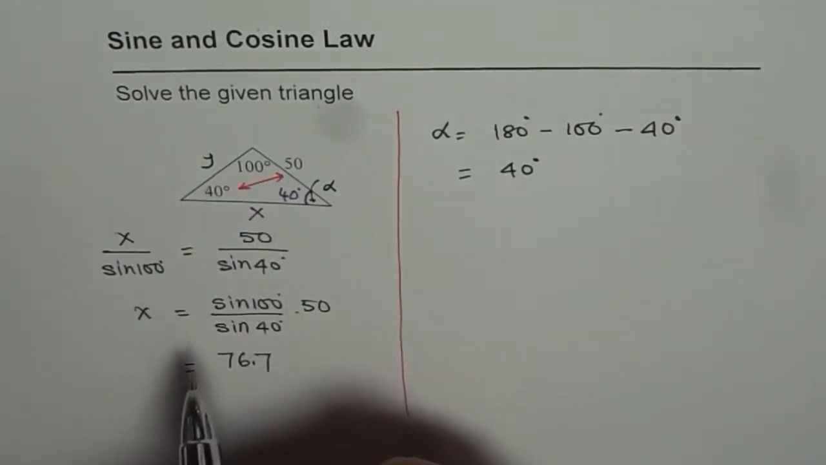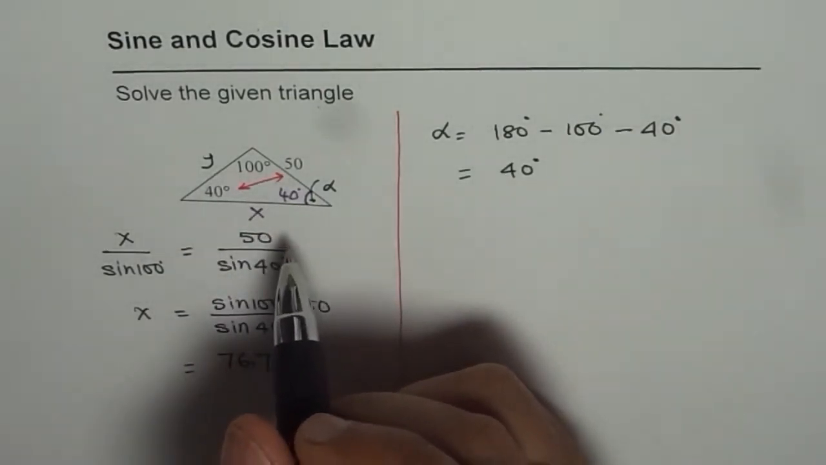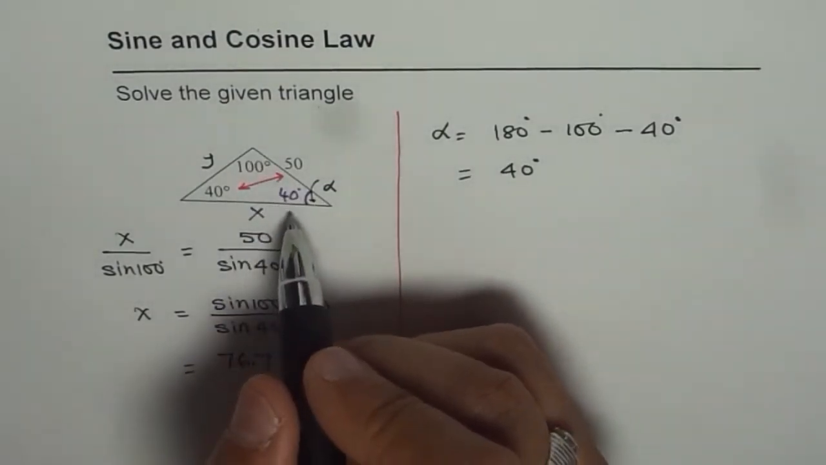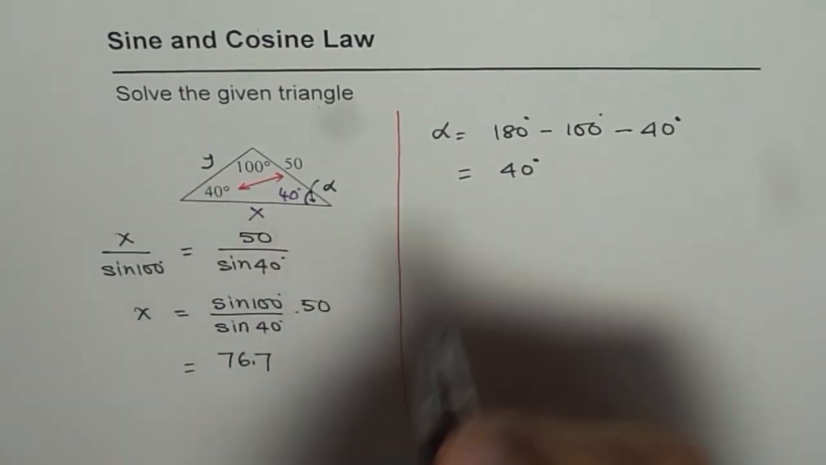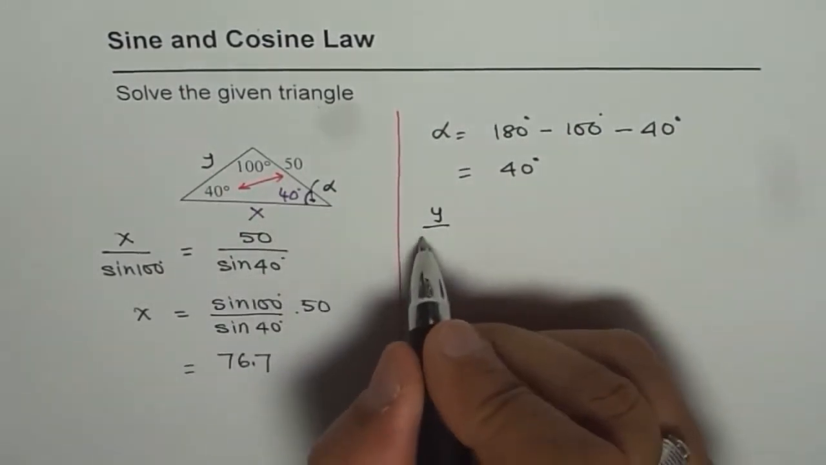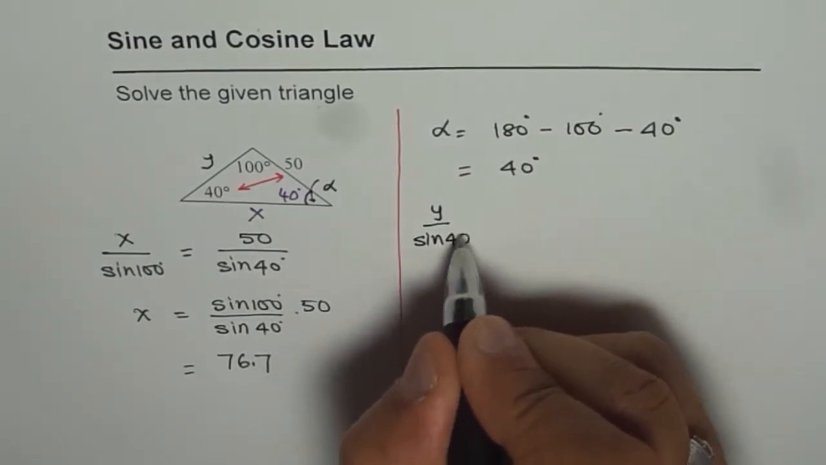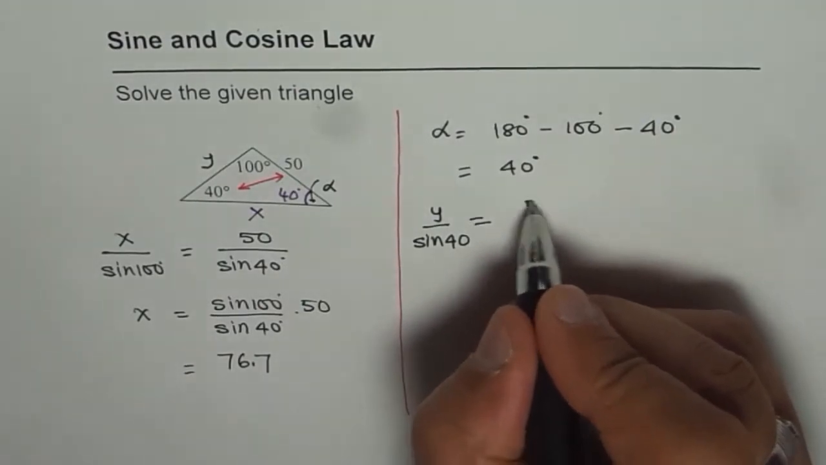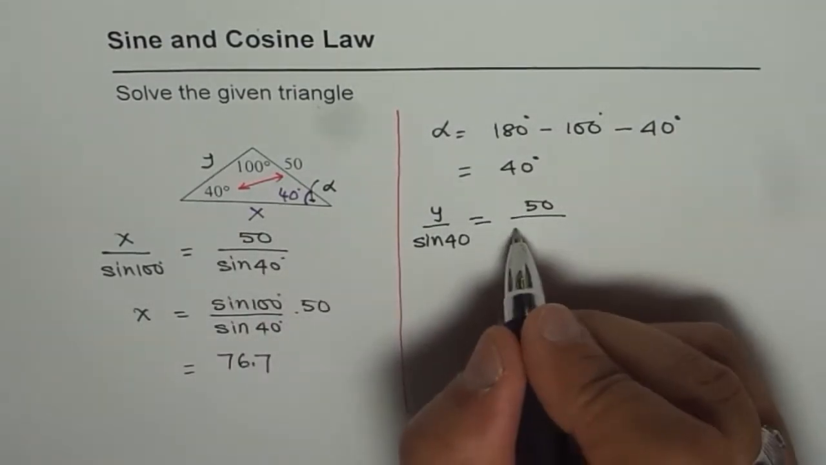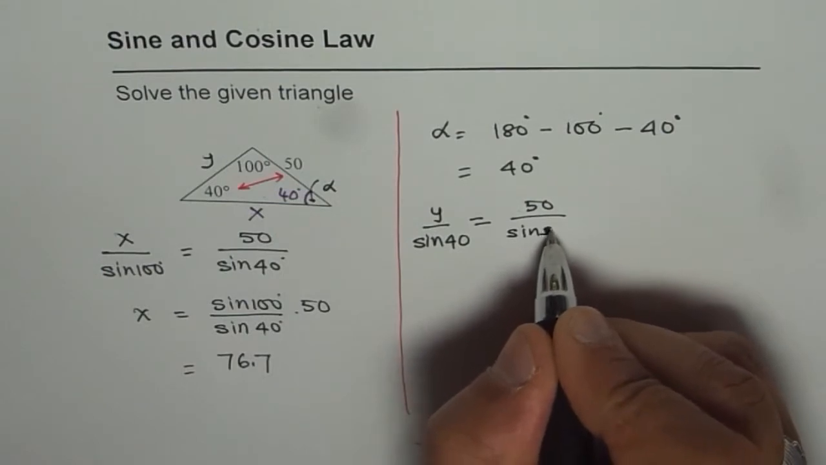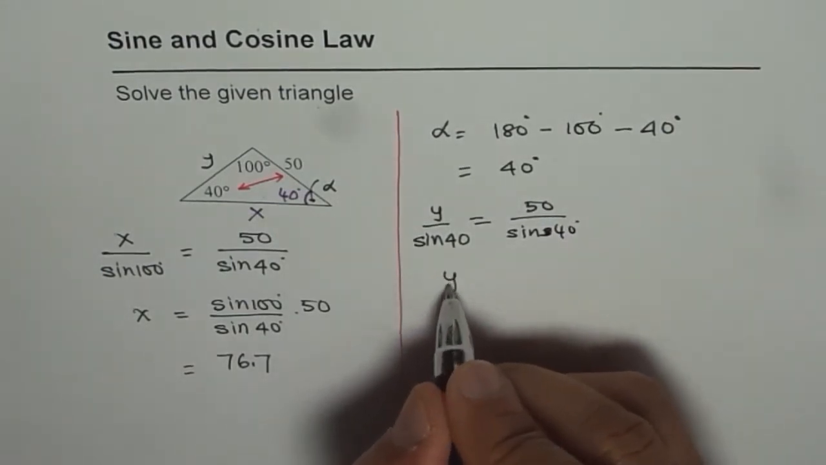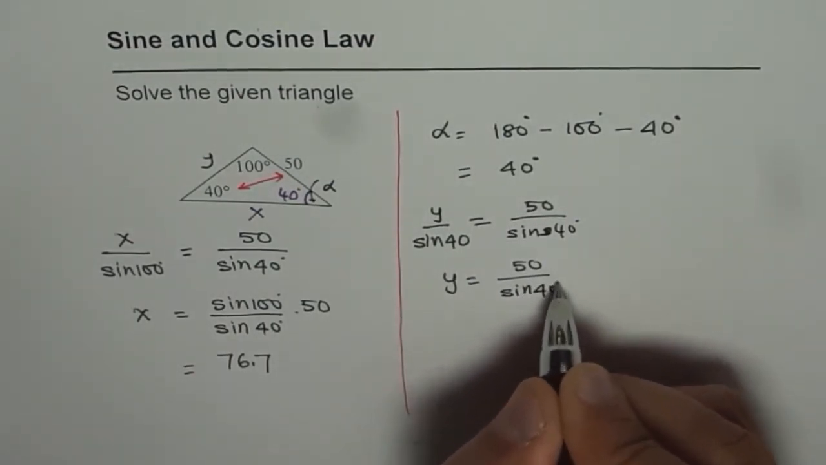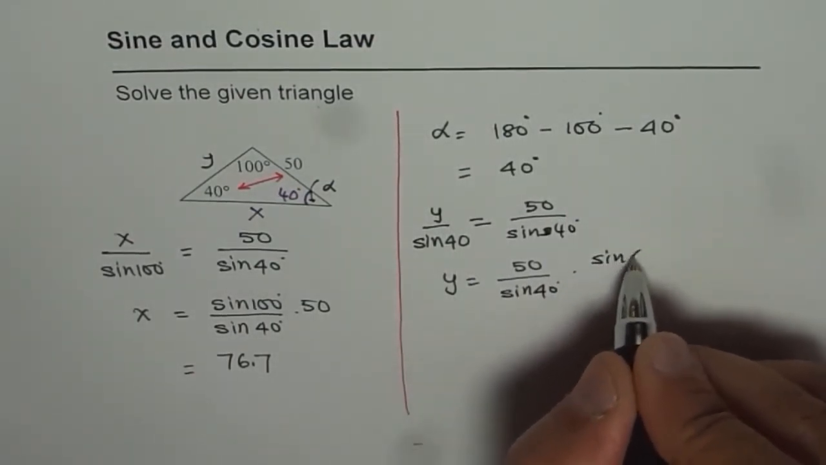But let's check it out. So how are we going to check it? We will check with the help of the given dimensions. So we'll use sine law again. So we say y over sine of 40 degrees equals 50 over sine of 40 degrees. So y is equal to 50 over sine of 40 degrees times sine of 40 degrees.